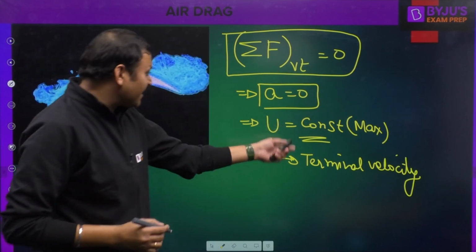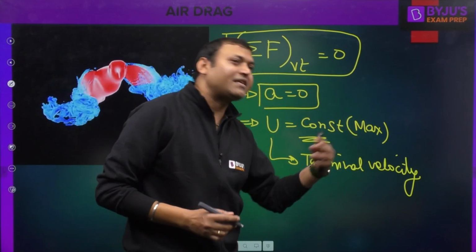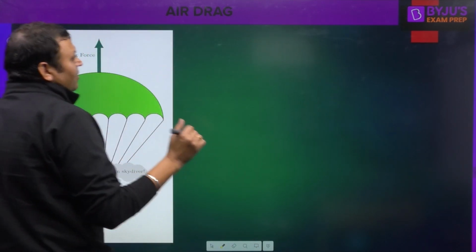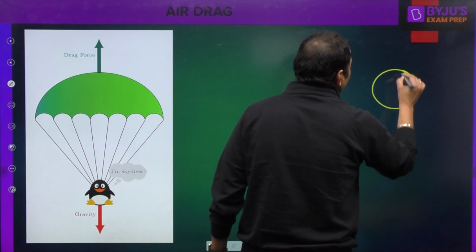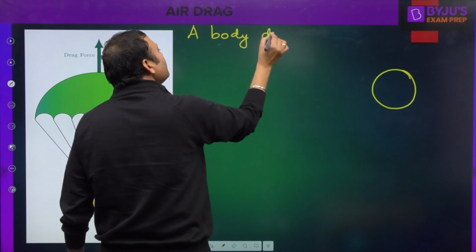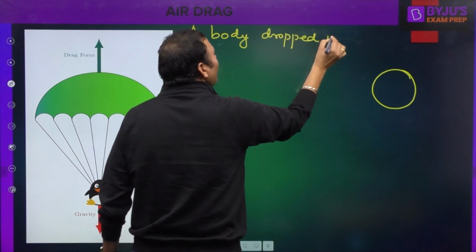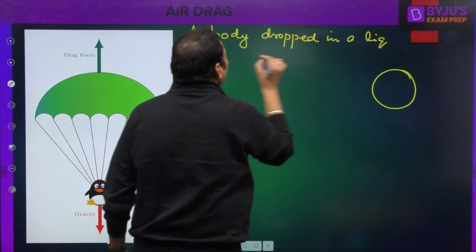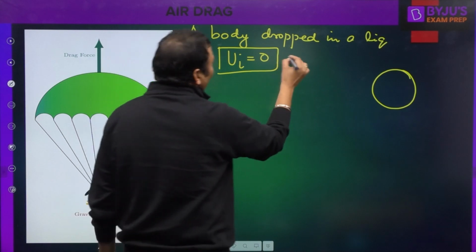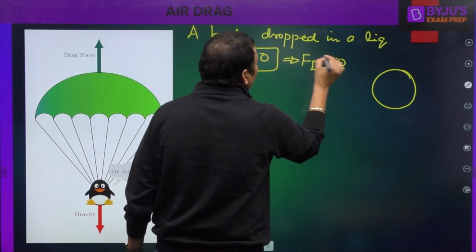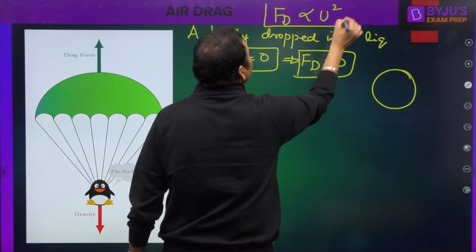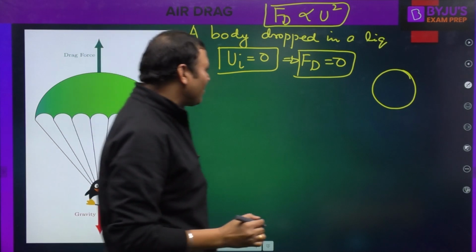All right. So let us try to find out how the body achieves the terminal velocity and what is its significance. For example, if a body is dropped in a liquid, the initial velocity of the body is equal to 0. And if the initial velocity is 0, the drag force will be equal to 0, because drag force, I have already told you, is directly proportional to u square. So the drag force exerted on the body will be equal to 0.